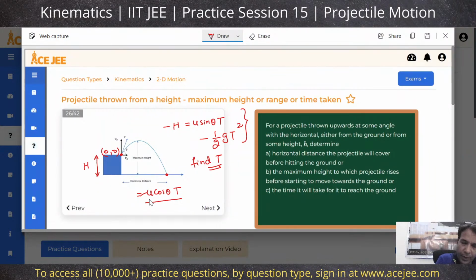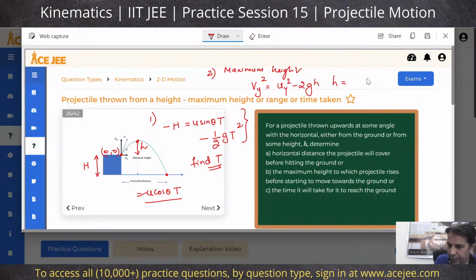Now, what about maximum height? How do you find the maximum height that the projectile reaches? At the maximum height, let me first find this distance. Let me call it small h. So Vy square is equal to Uy square minus 2gh, so h is equal to Uy square upon 2g, that is U square sine square theta divided by 2g. So the net height measured from the ground will be H plus h.